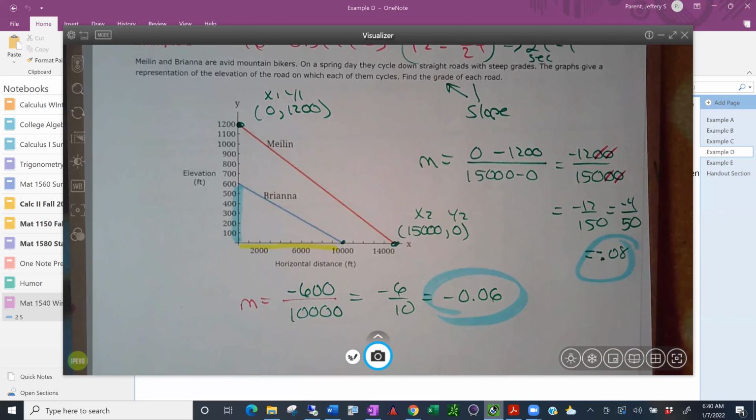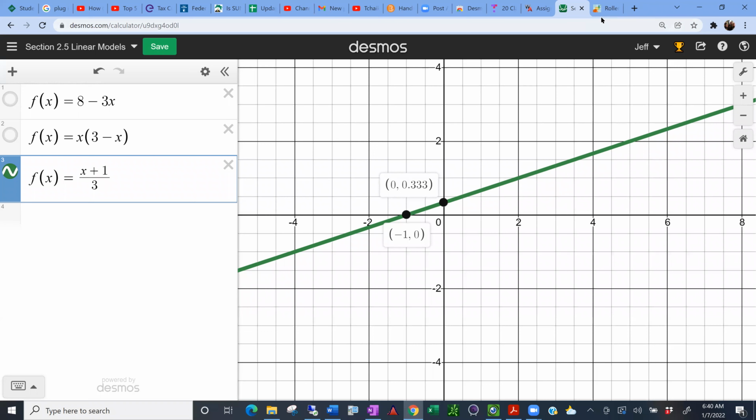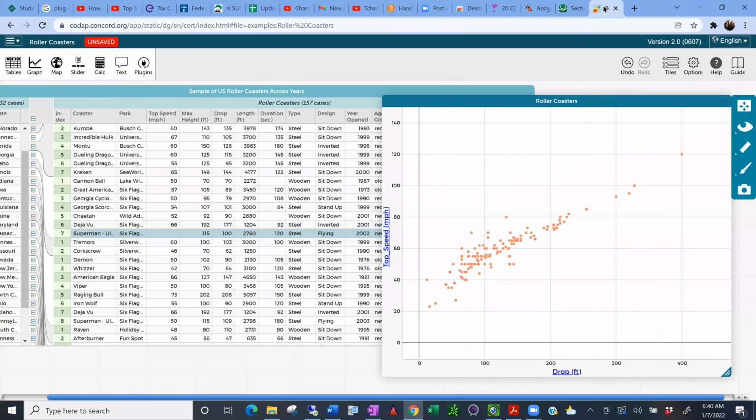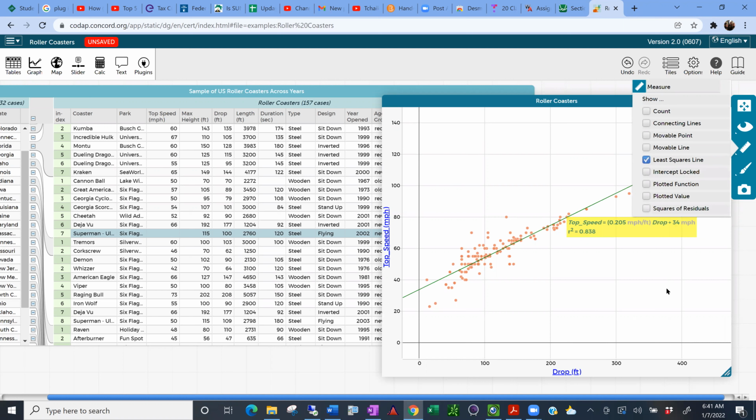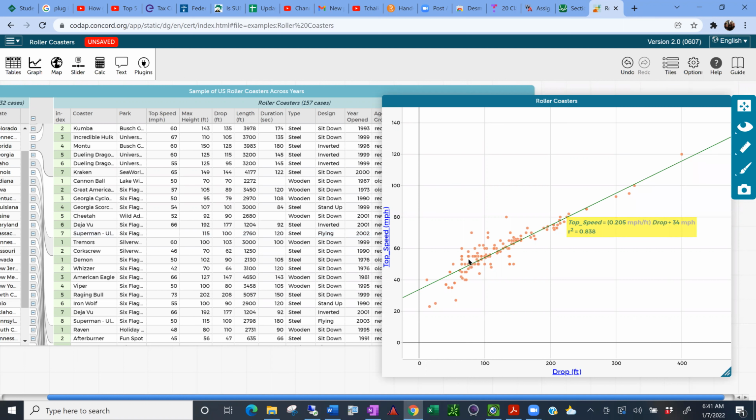Let's go back to what started us all and take a look at an equation we can get from there. So that was our roller coaster data right here. Nice thing about this software is that I can actually fit an equation to this, and there it is. This is what's called the least squares regression. That's something you learn in statistics. You don't have to worry about that.